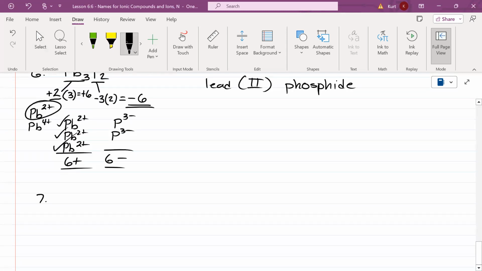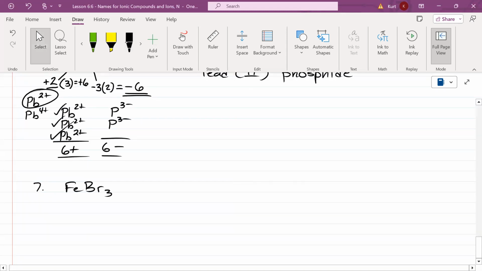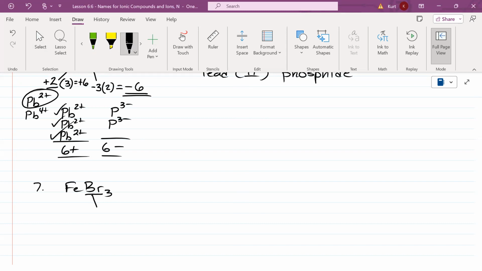Number 7, FeBr3. Now, we all know that Fe is iron. That is a transition metal. You don't know what its charge is. It could be positive 2. It could be positive 3. So what you do is you look at your anion. That's bromine, or now bromide. And bromide has a negative 1 charge.